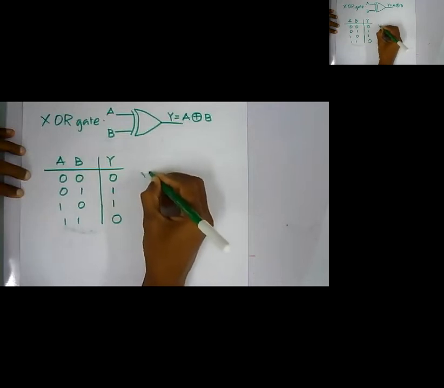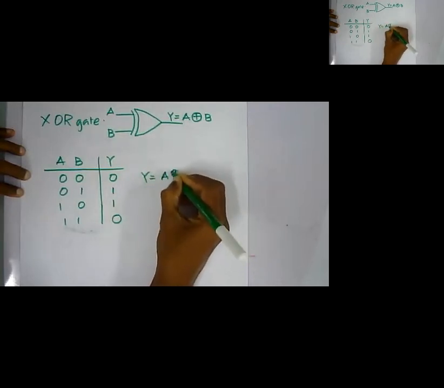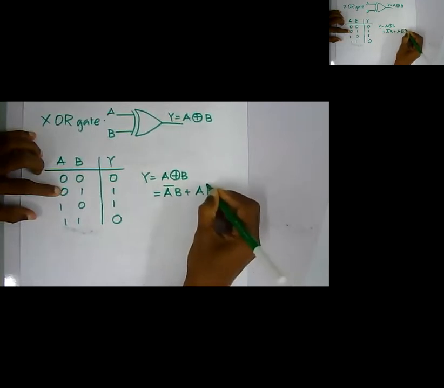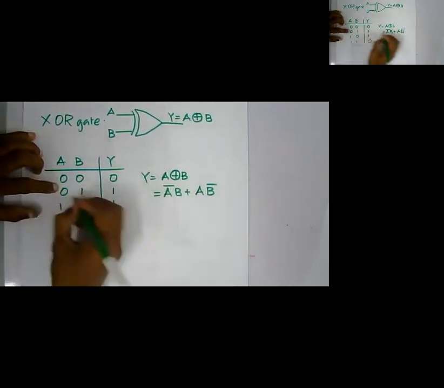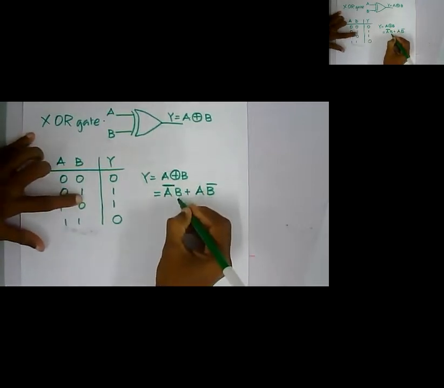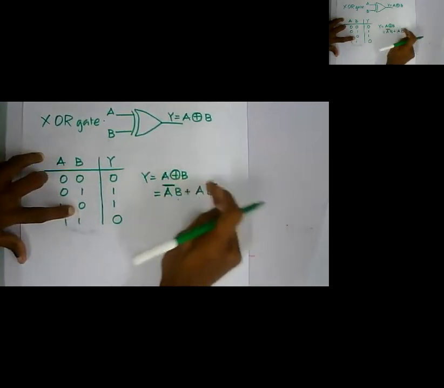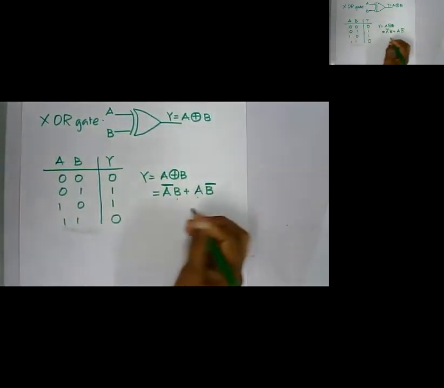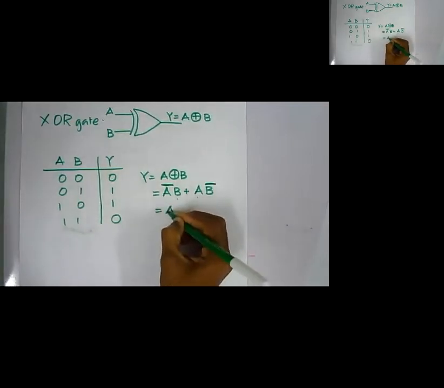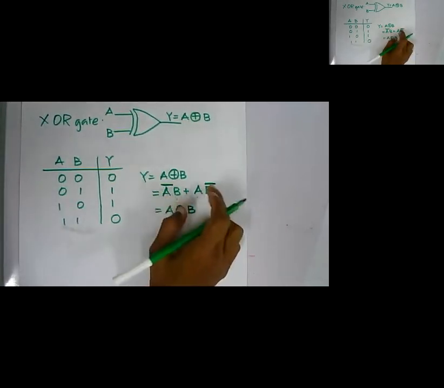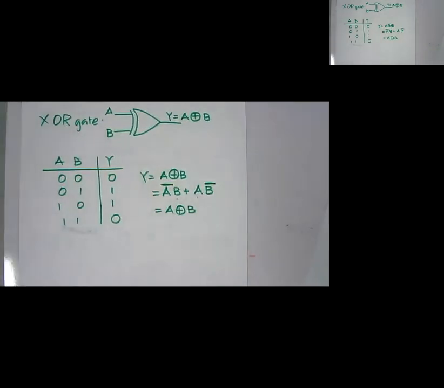We can write Y equals A XOR B, which is equal to A bar B plus A B bar. This is 0, so I note it as A bar, and this is 1, so I write it directly as B, and then here A, and B bar. The bar goes on the zero values. If I have a format like this anywhere, I can directly write it as A XOR B.